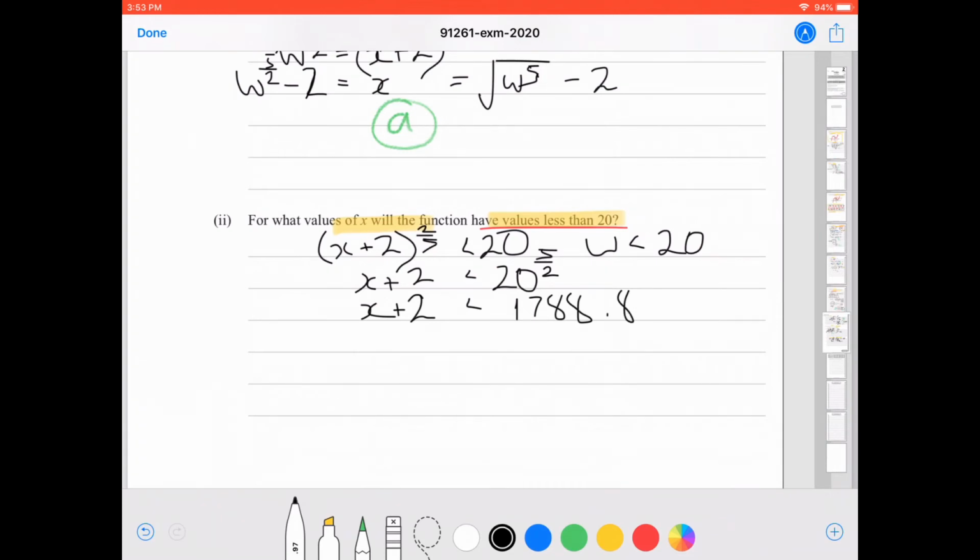That's 2 decimal places. And so x must be less than 1788.85 minus 2, meaning x is less than 1786.85. And that is our correct solution for x here.